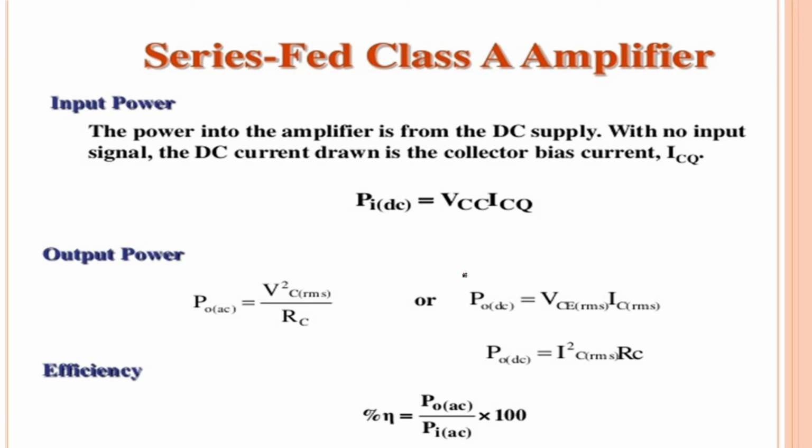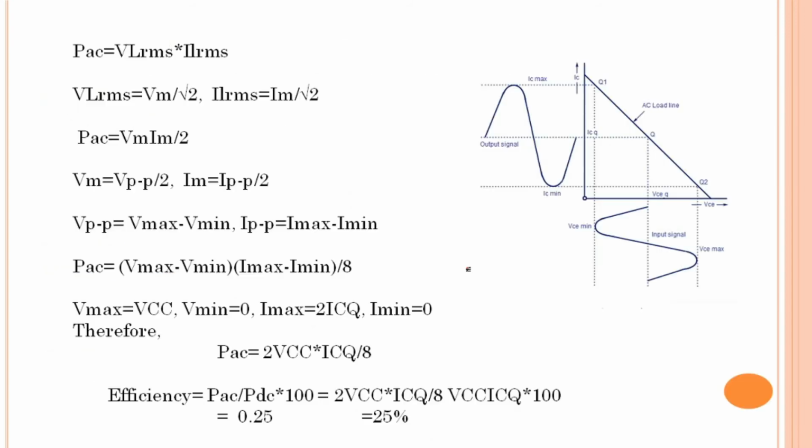Now the output is the output AC power. The output power is VLRMS into ILRMS. VLRMS is Vm by root 2 and ILRMS is Im by root 2. We all have discussed these formulas in your last semester. Putting these values in this equation we get PAC is Vm Im by root 2 into root 2, which is 2. So PAC is Vm Im by 2.